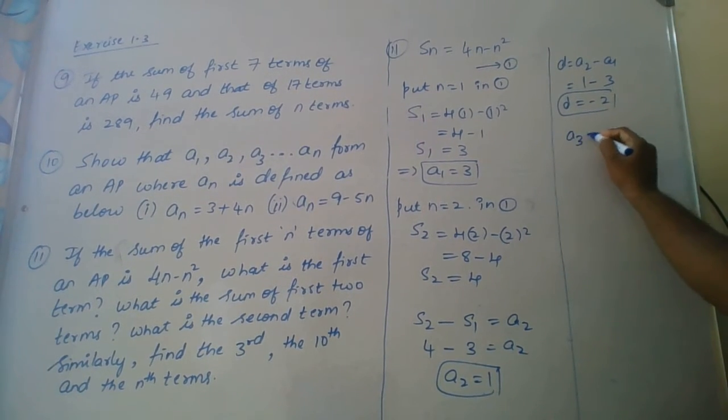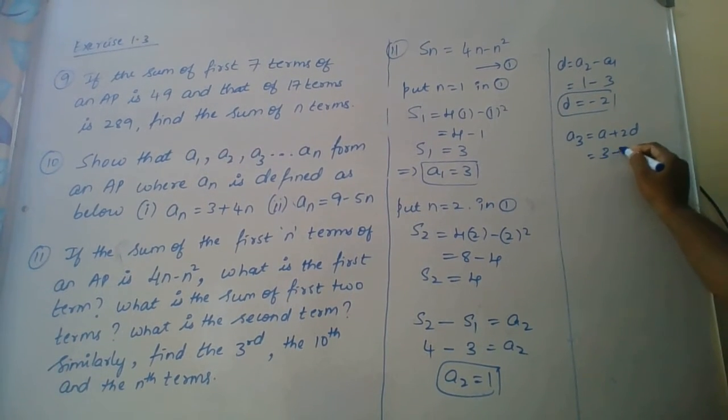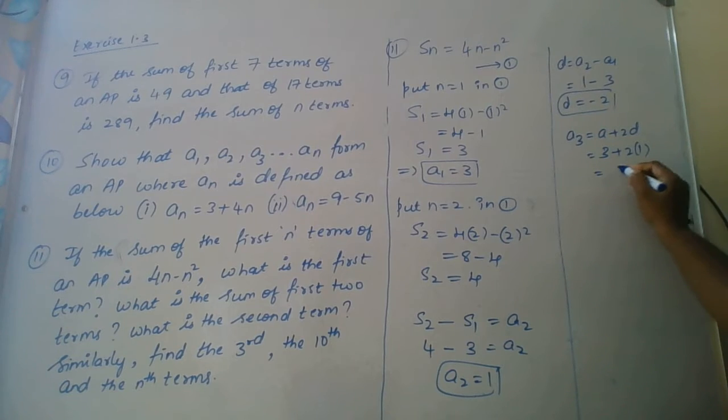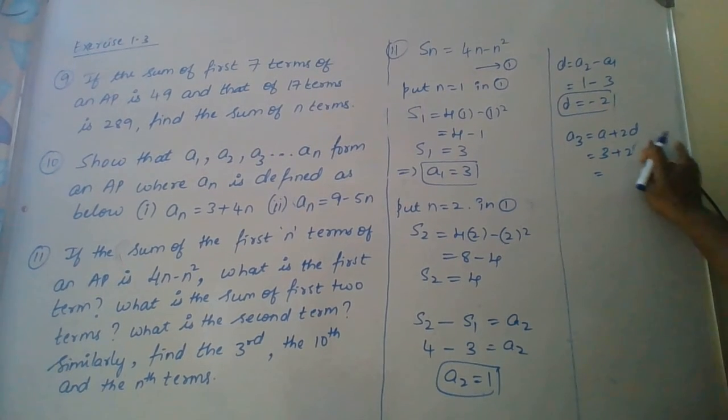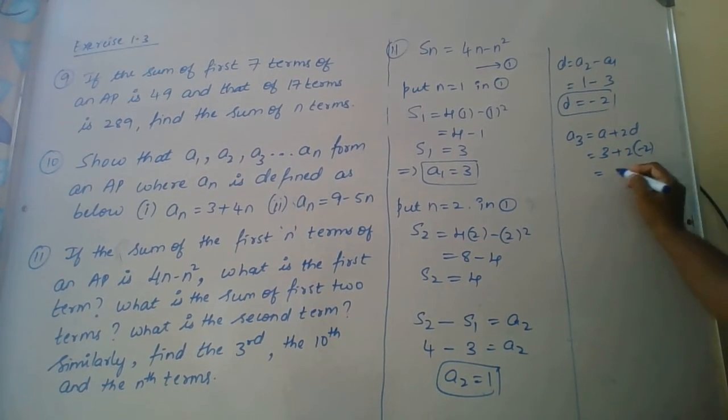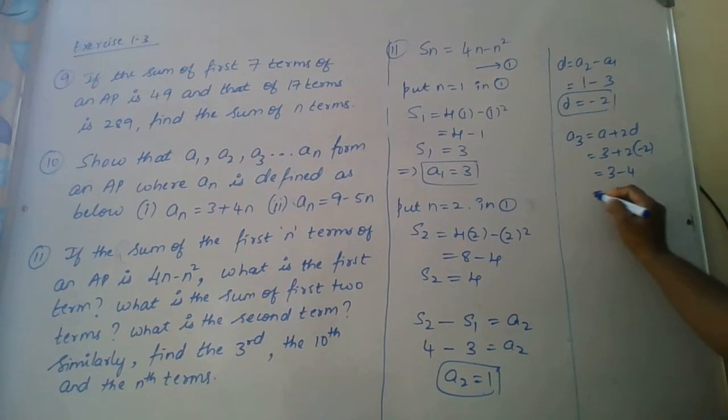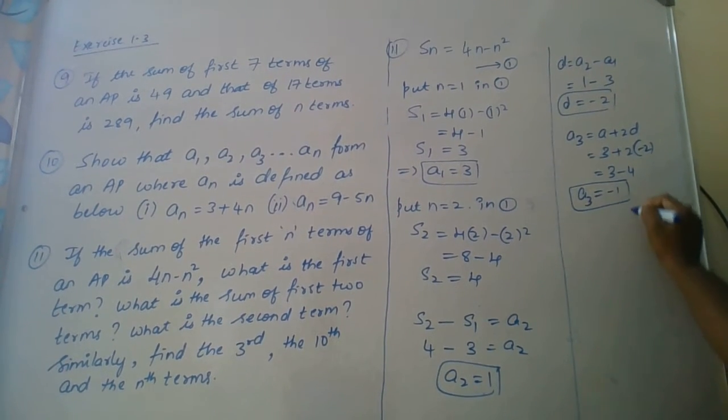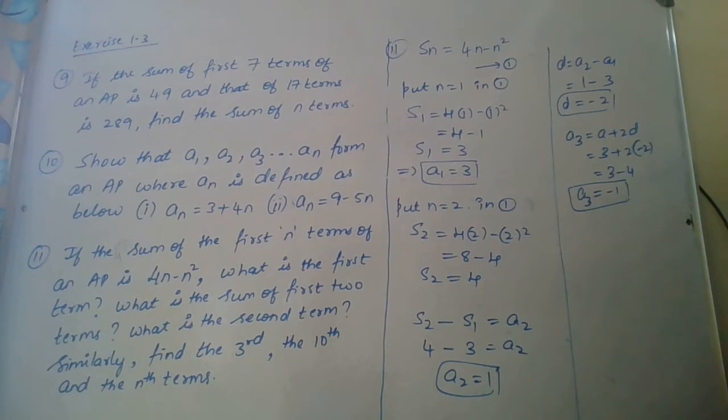Third term is asked. So A plus 2D. A is 3 plus 2 into 1. Sorry, D is not 1. D is minus 2. So 3 minus 4, that is minus 1. That is your third term. Your third term will be minus 1.